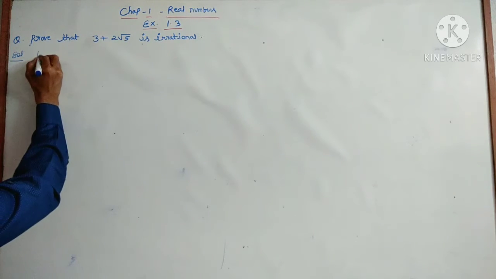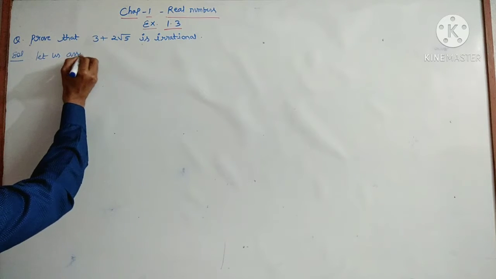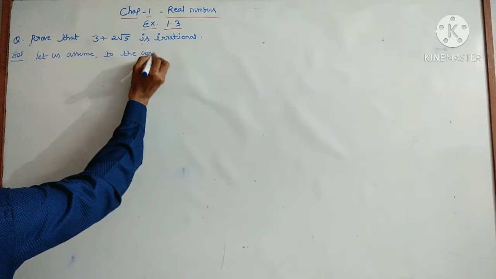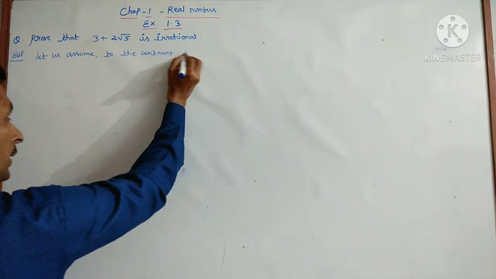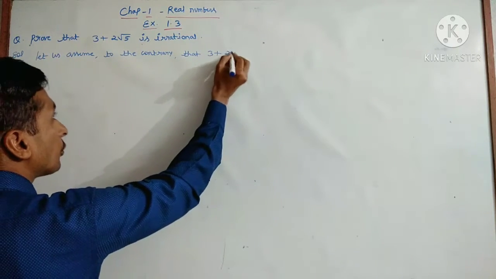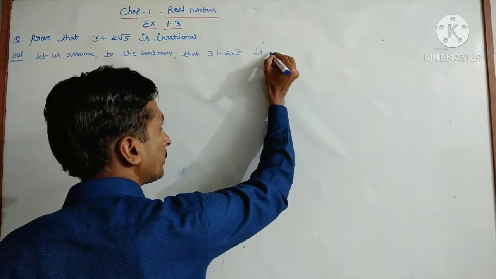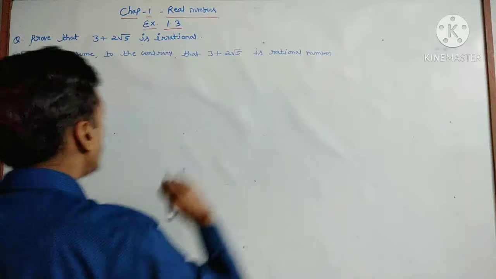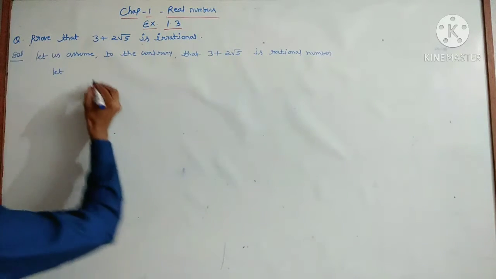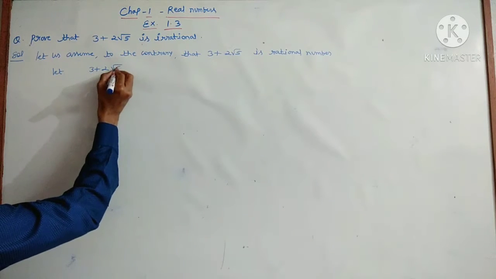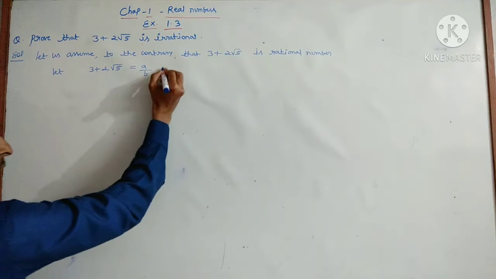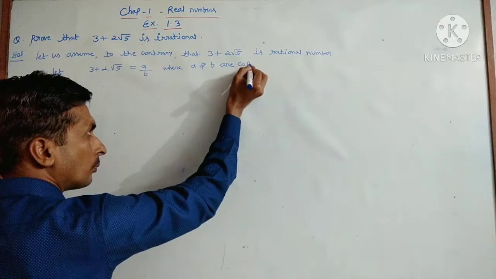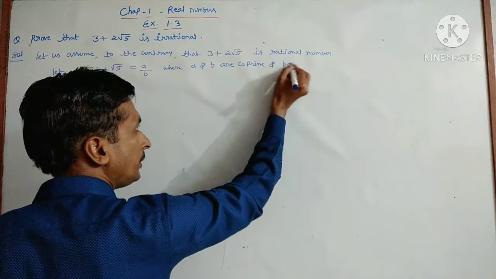Solution: let us assume, to the contrary, that 3 plus 2 root 5 is a rational number. Okay, so we can write, let this one be a rational number, so we can write 3 plus 2 root 5 equal to a upon b, where a and b are co-prime and b is not equal to 0.